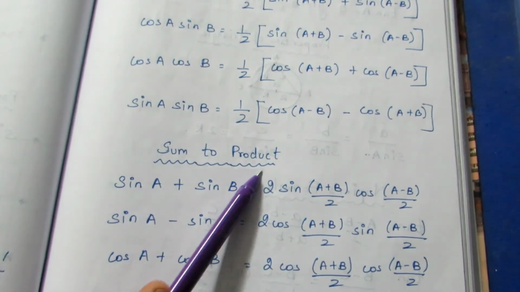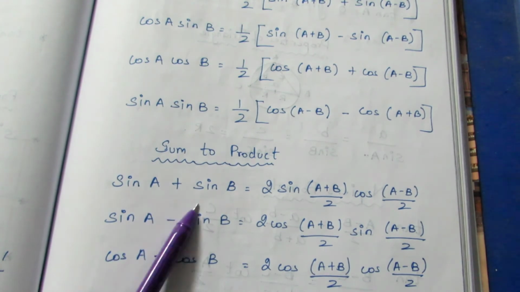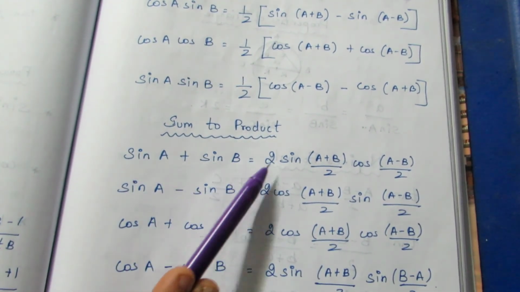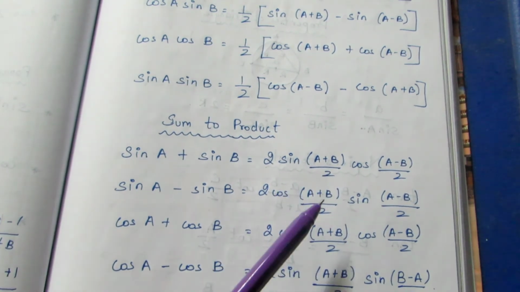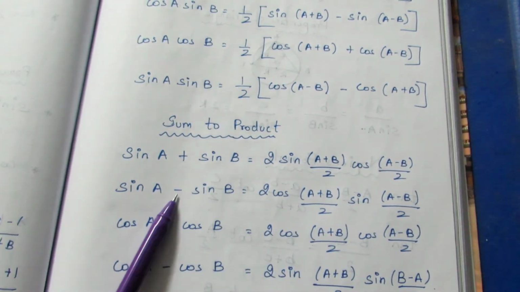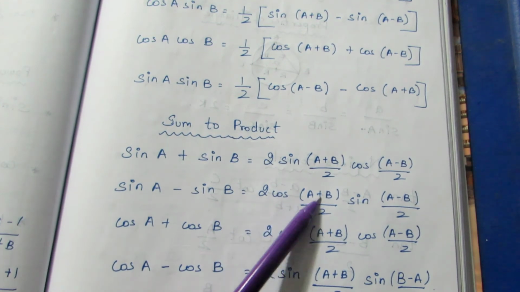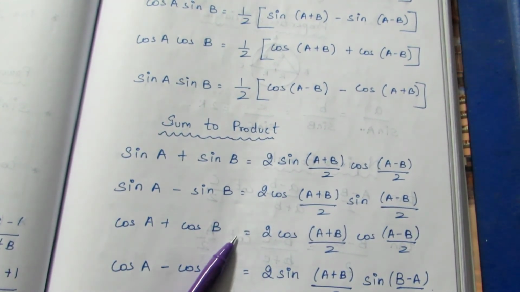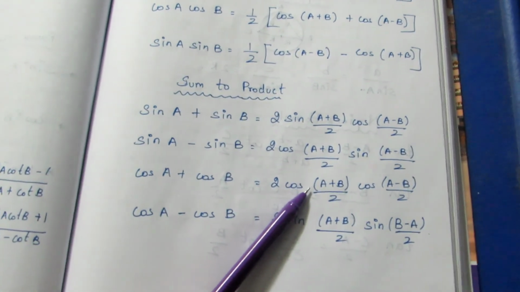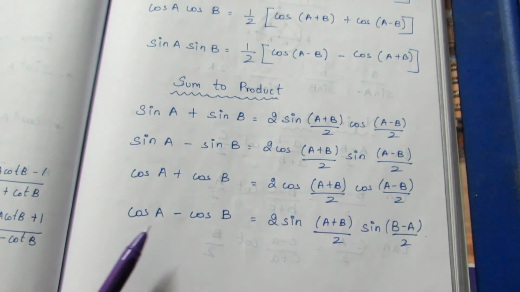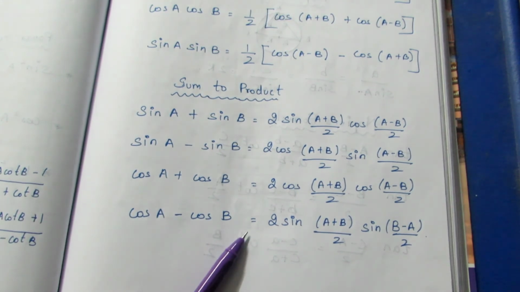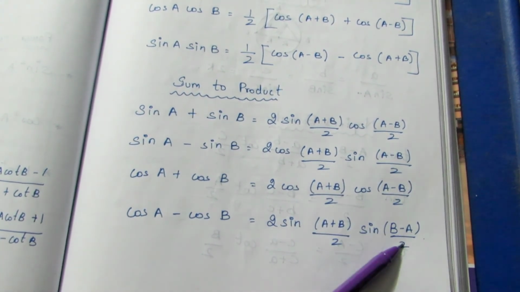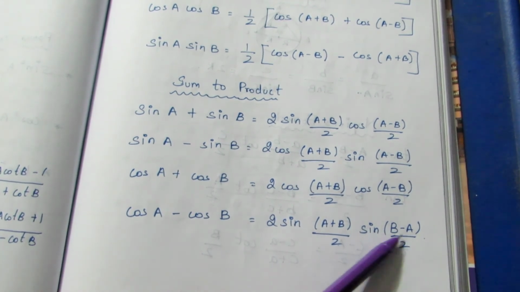Here, sum to product, the same way. It's just a derivation of the formula. Sin A plus sin B equals 2 sin((A+B)/2) cos((A−B)/2). Sin A minus sin B equals 2 cos((A+B)/2) sin((A−B)/2). Cos A plus cos B equals 2 cos((A+B)/2) cos((A−B)/2). Cos A minus cos B equals 2 sin((A+B)/2) sin((B−A)/2).